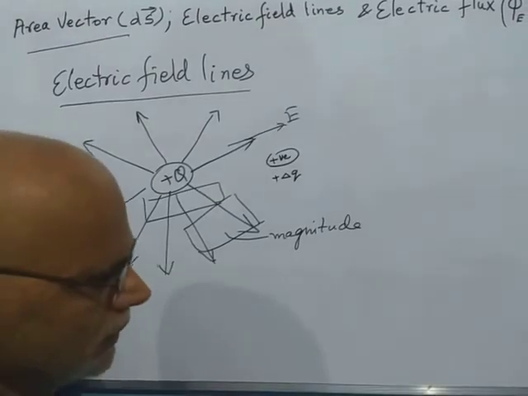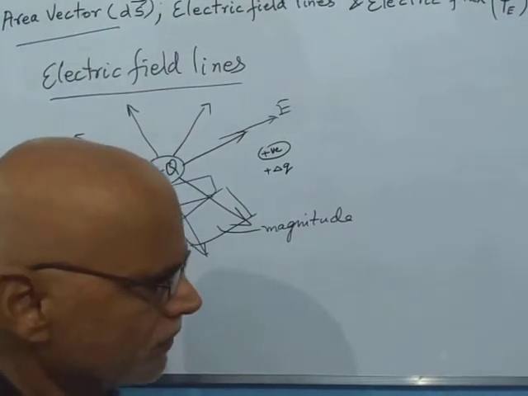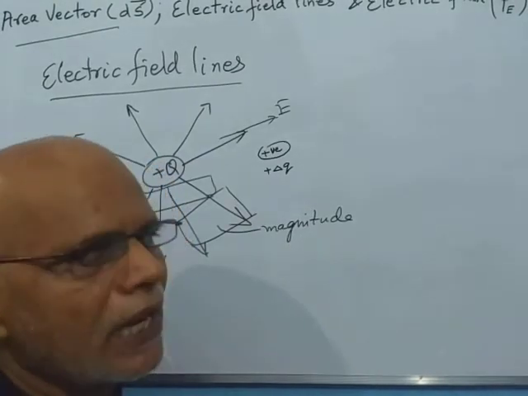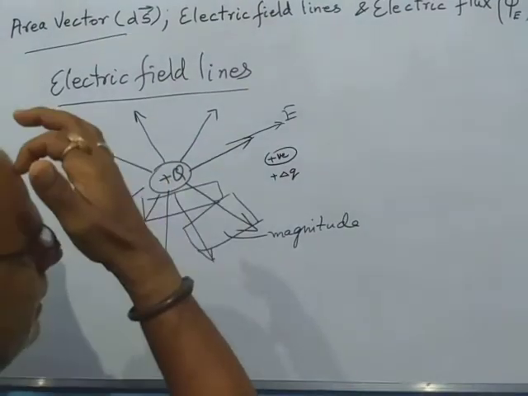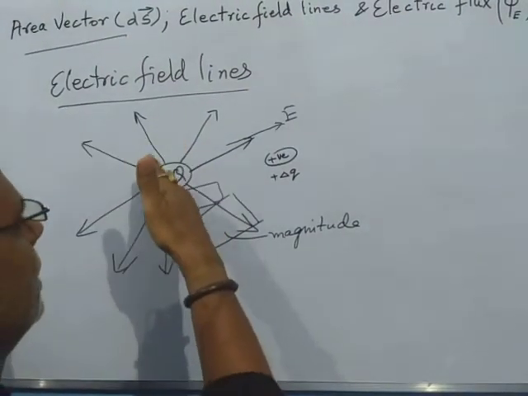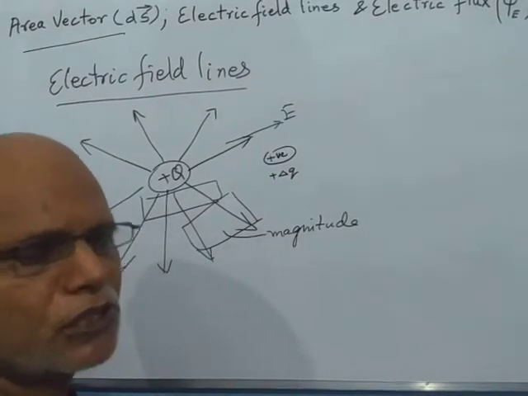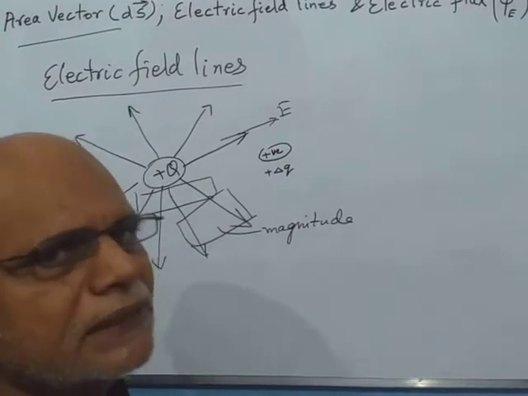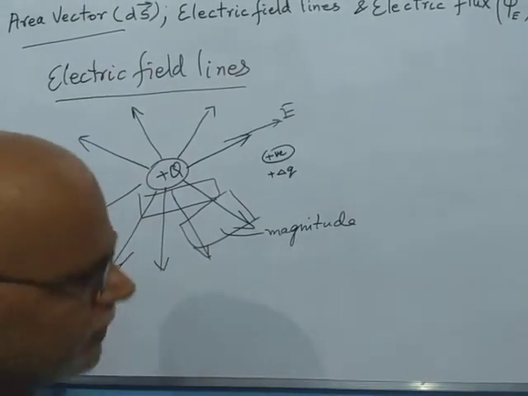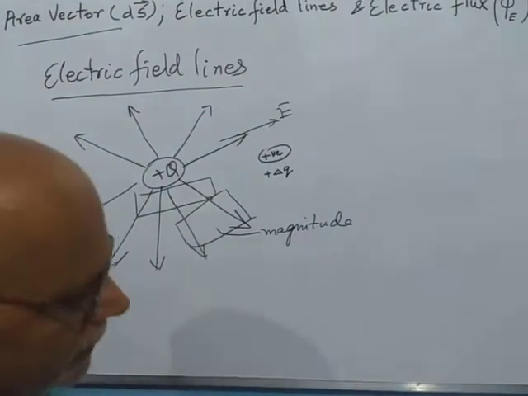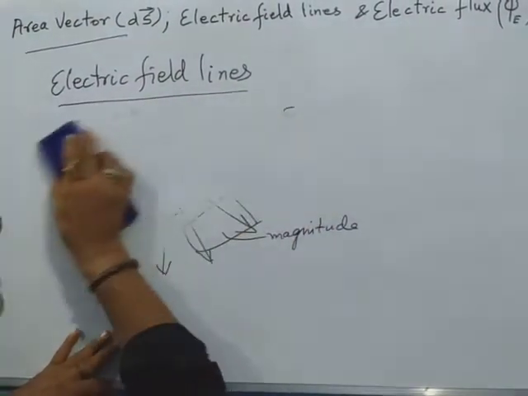So this is all about electric field lines, and why we are interested in it is that it helps us map the electric field. Whatever field exists can be pictorially represented by the lines drawn. If you don't draw the lines, you cannot visualize the electric field. That is why we have introduced electric field lines. So that's all about electric field lines.